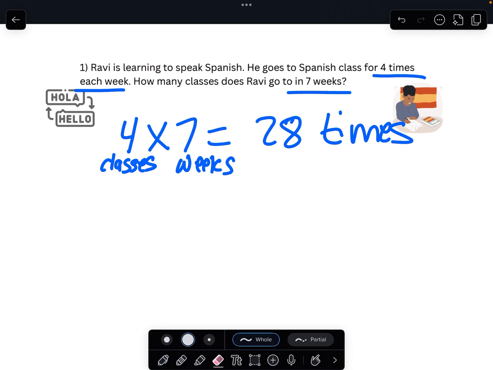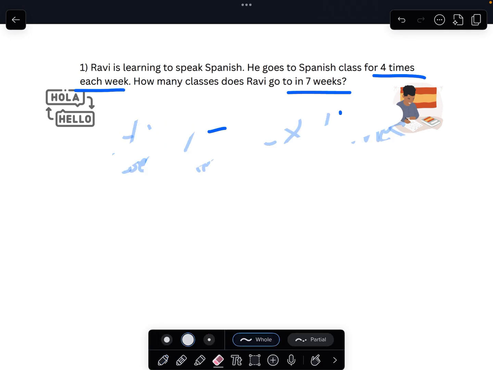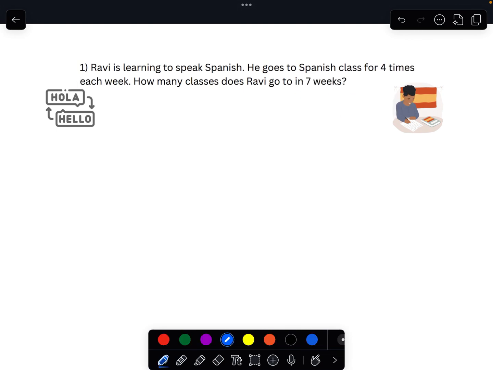But not everyone can come to that conclusion so quickly. Sometimes it's a little bit harder to process the information. So what I encourage students to do, and something I used to do quite often, is draw diagrams or pictures to help me understand what the question is asking. So Ravi goes to Spanish class 4 times each week. Okay. But he's going 7 weeks.